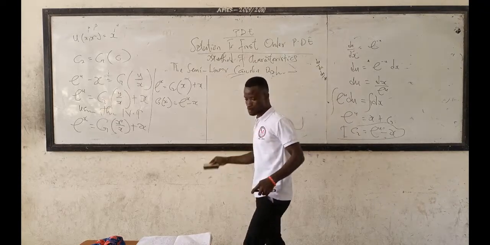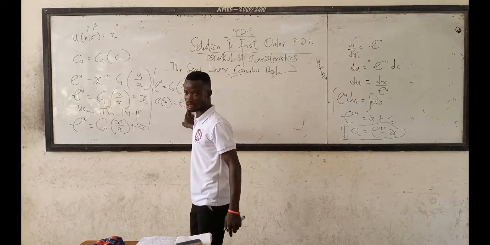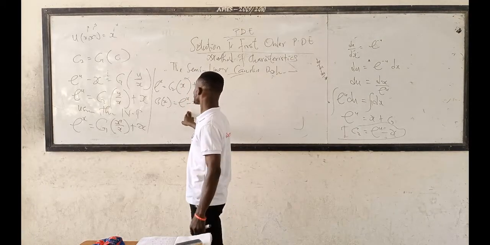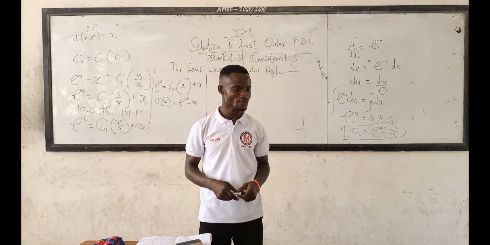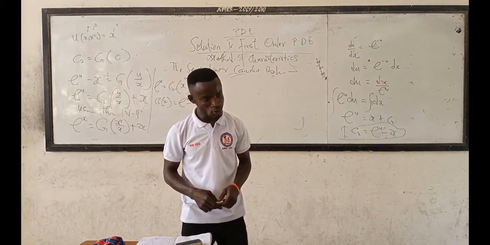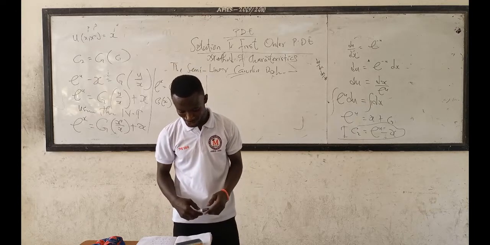So finally, let's write our general, our particular solution. So we can now get our particular solution. We have g of s is equal to this. Right? So do you know what that means? Yes, C2 minus e to x C2. Minus. Where is c2?